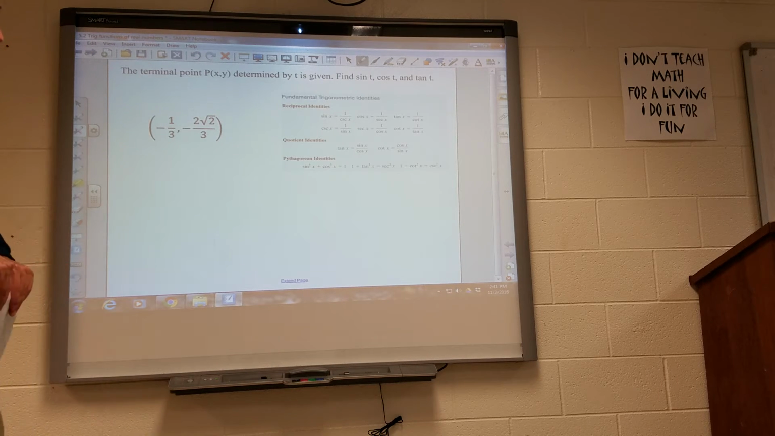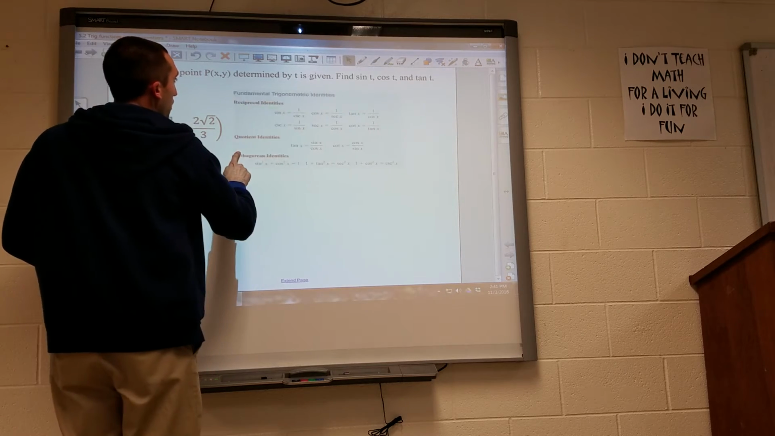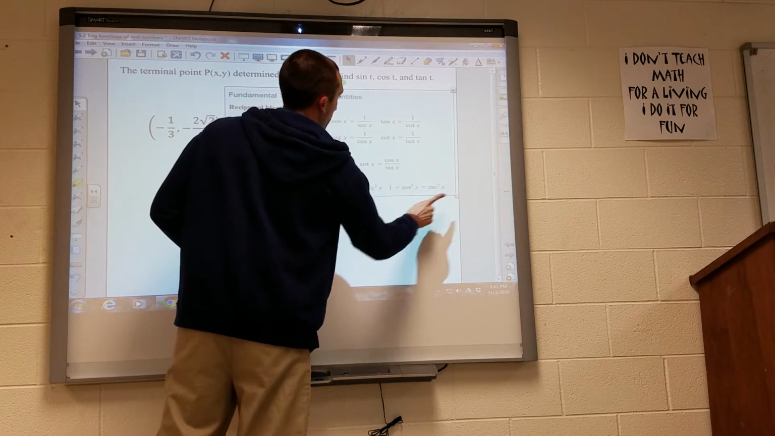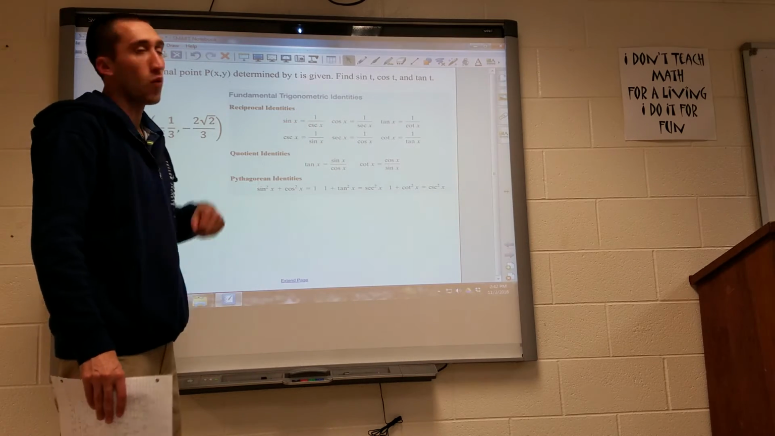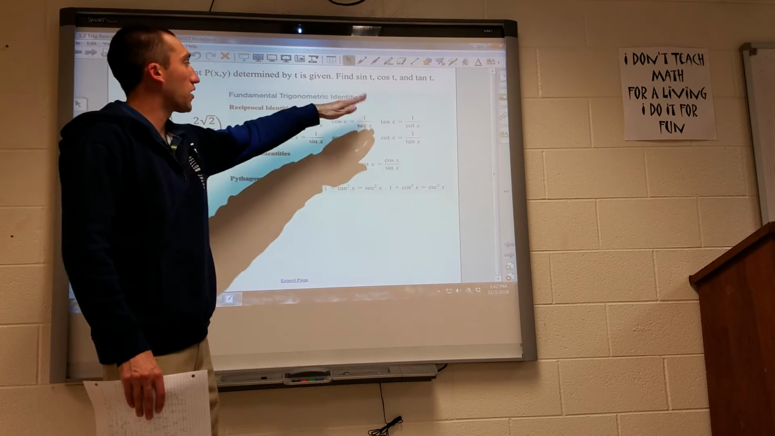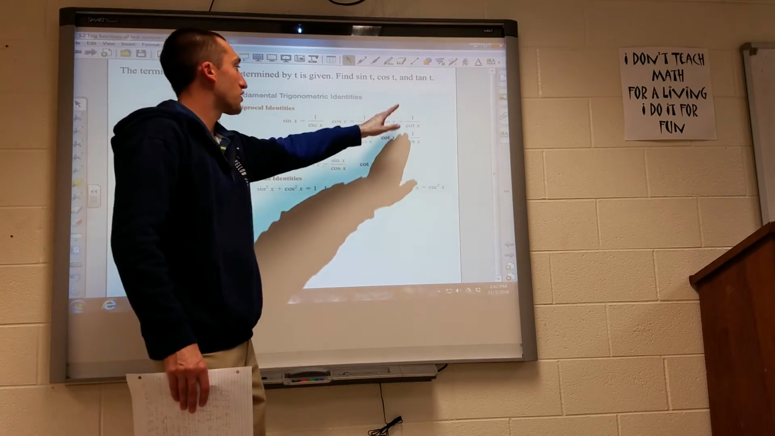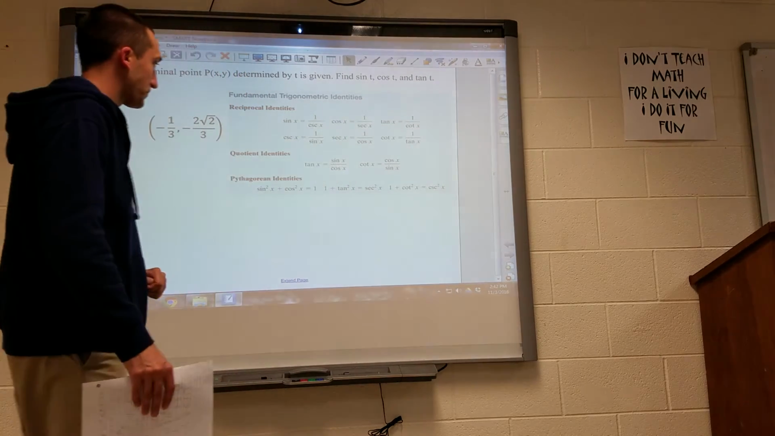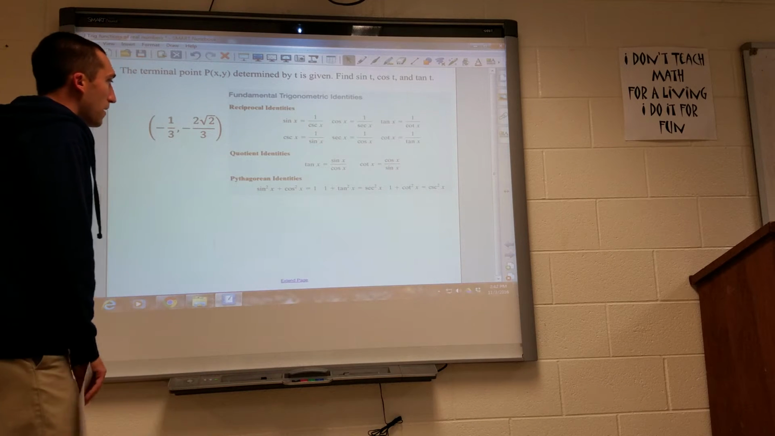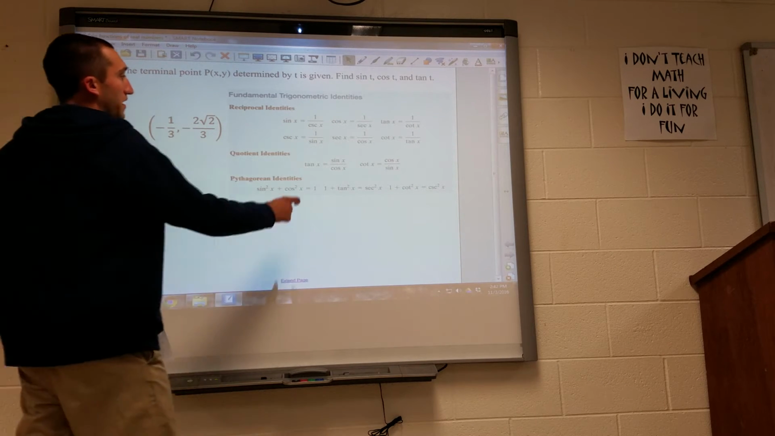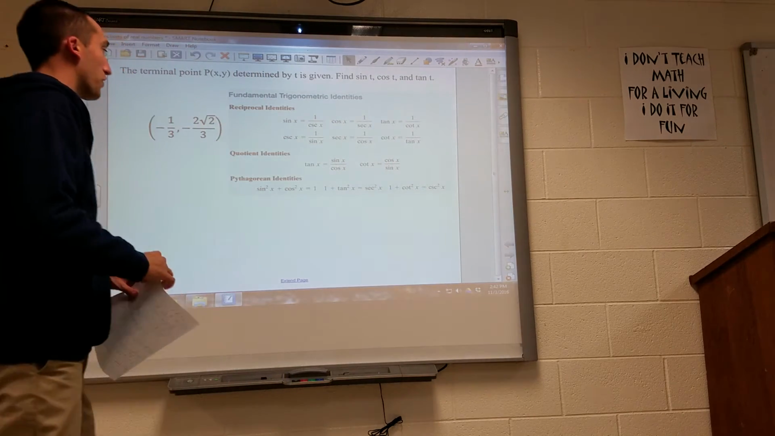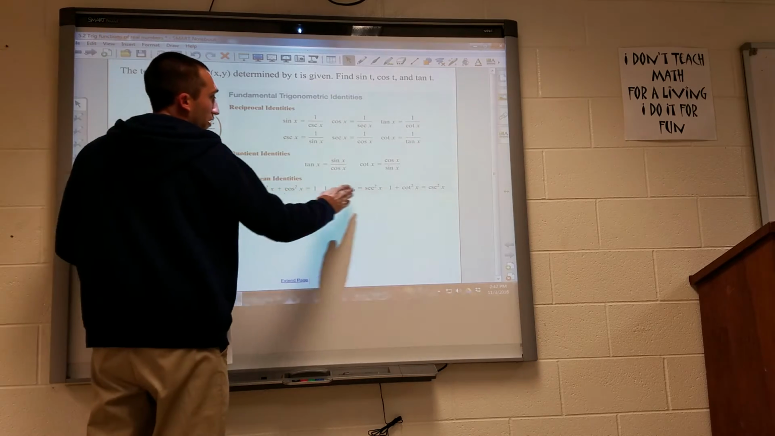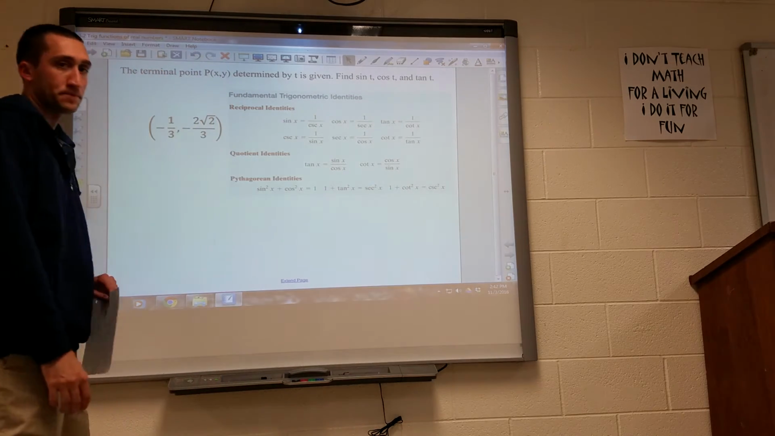Next thing, you're going to need to know these identities. This is something we have not covered yet, so you're going to want to make sure you get those down. All it's saying is sine is equal to 1 over cosecant, cosine is equal to 1 over secant, tangent is equal to 1 over cotangent, and then obviously vice versa. A couple other things you want to know: tangent is equal to sine over cosine, and cotangent is equal to cosine over sine, with a couple of these Pythagorean identities that you're also going to need to know.